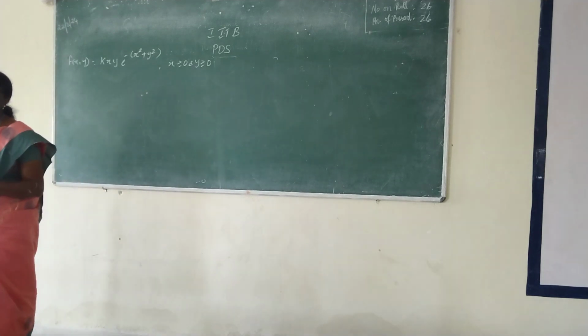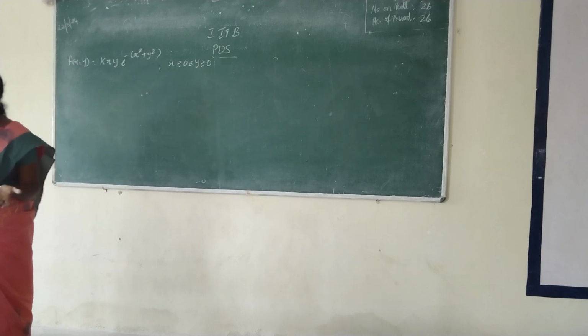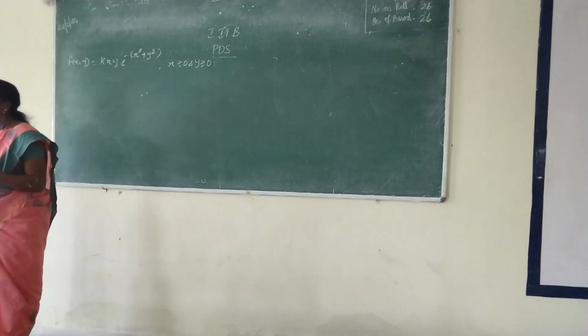What is the condition to find the k? How do you find that unknown k value? Total probability value is 1. For continuous, what is the condition? Double integral f of x comma y dx dy, or if you want, you can write it as dy dx also. It should be equal to 1.